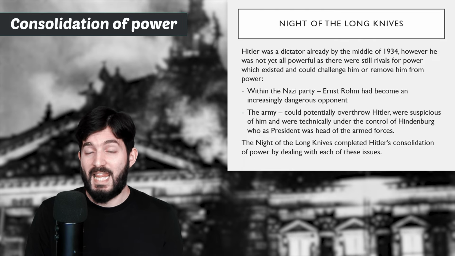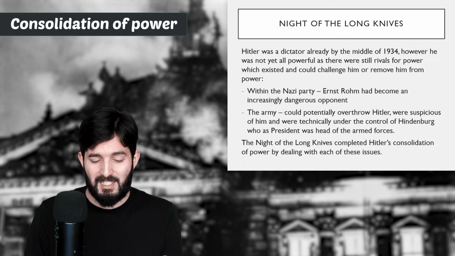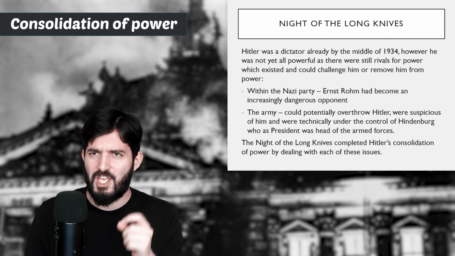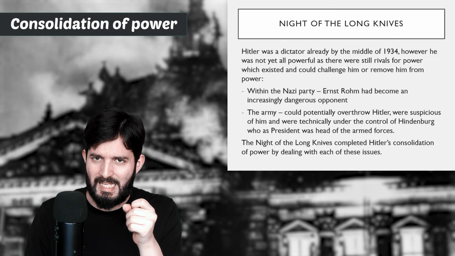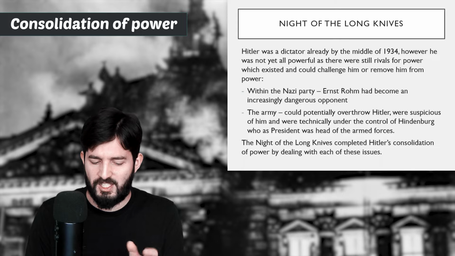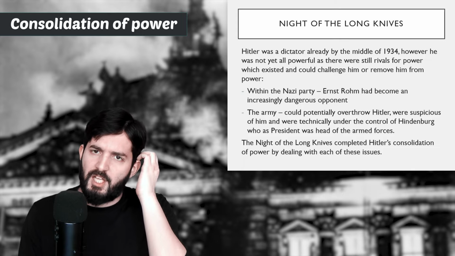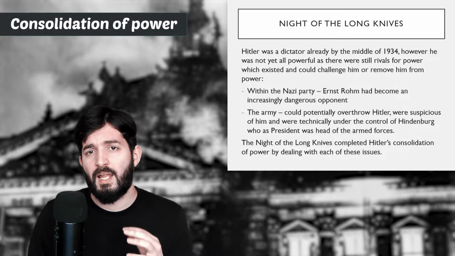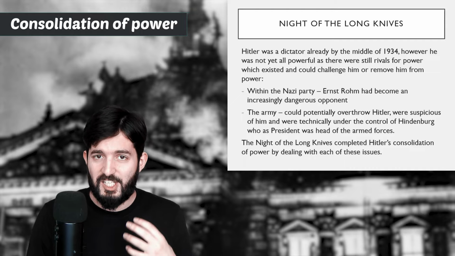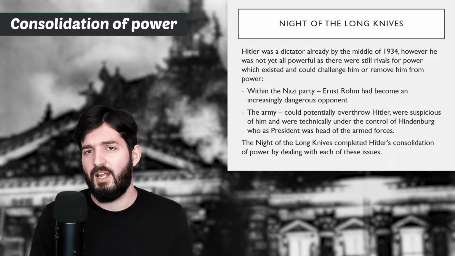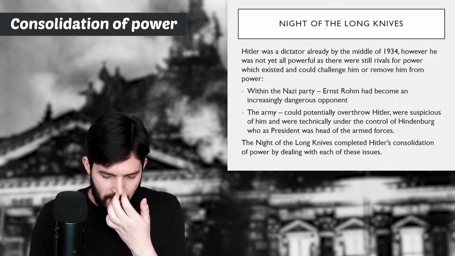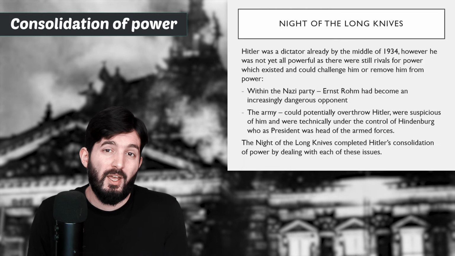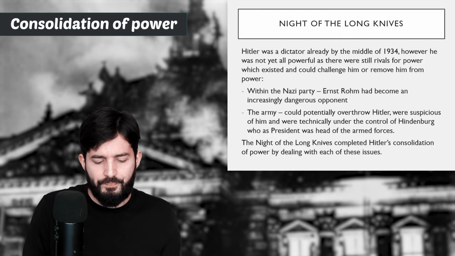And that was obviously quite common in the early 20th century as well. I mean, as I mentioned beforehand, Schleicher had been suggesting to Hindenburg that he use the army to declare a state of emergency to suspend the constitution. So it's not a crazy idea. So the army is also a potential threat to Hitler who could overthrow him. And this isn't a crazy idea. They were suspicious of him. And they were technically, though not in reality, under the control of Hindenburg, who as president was the head of the armed forces. So they were in reality a threat.